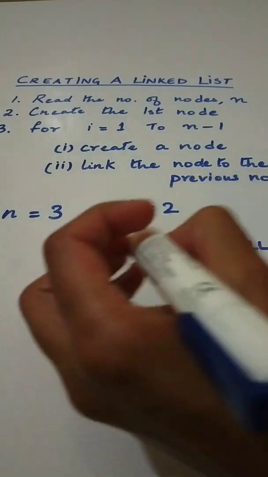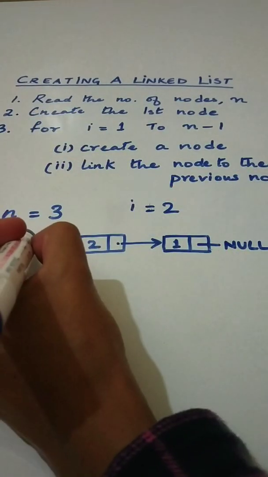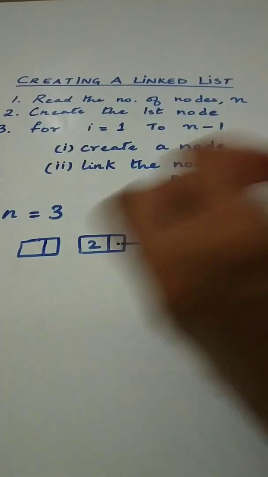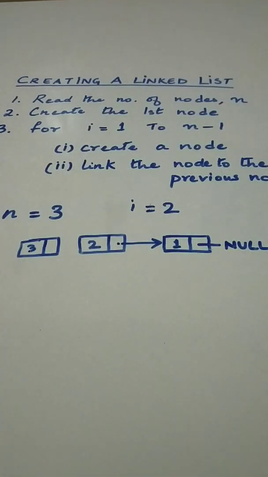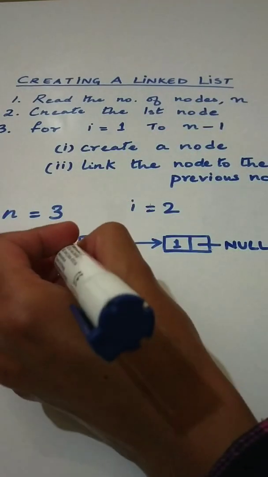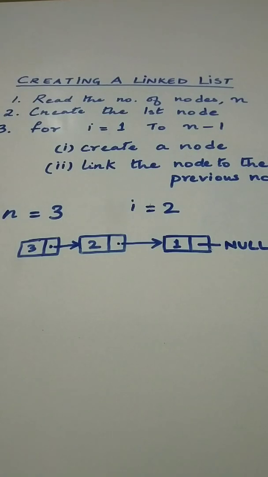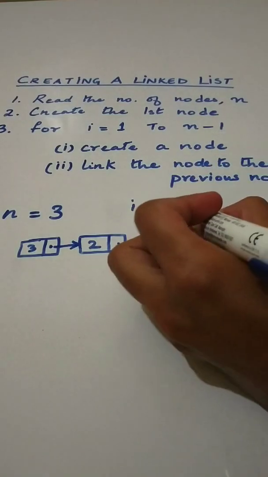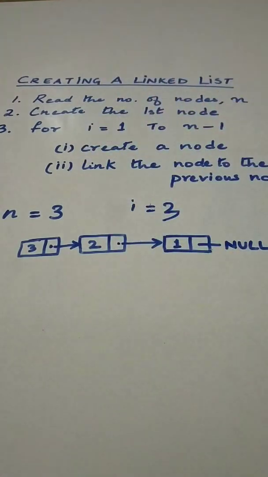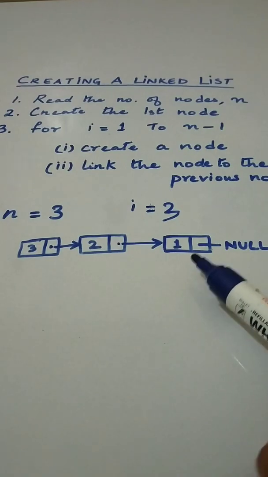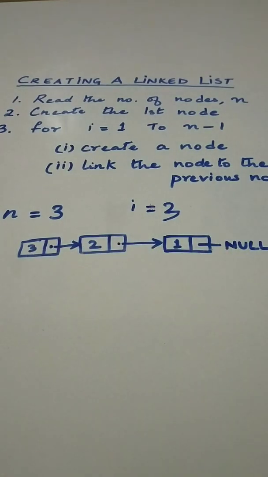So I create a node again, and let's say this node is storing the value 3. Then I link this node to the previous node. Now i becomes 3, the condition is not satisfied. That means I am done with creating all the nodes I needed. The number of nodes to be created was 3, and if you look at the diagram also, I have 1, 2, 3 nodes created.